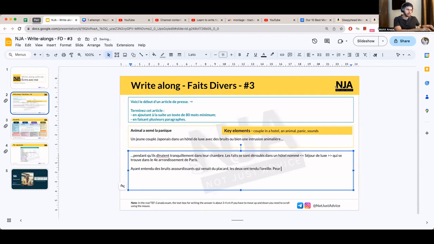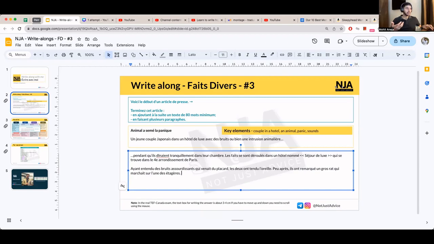Let's say shortly afterwards, peu après, ils ont remarqué, they noticed, un gros rat qui marchait sur l'une, let's say, des étagères. Given we're talking about the placard, there are shelves in it, so étagères. Okay, I just would end this sentence here. So what I'm saying here is peu après, shortly afterwards, ils, the man and the woman, ont remarqué, they observed what? Un gros rat.